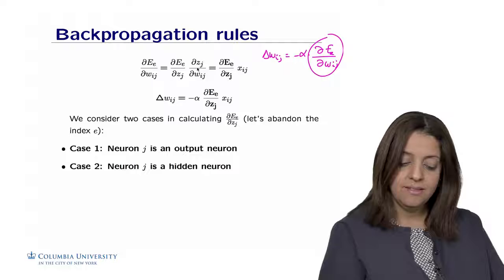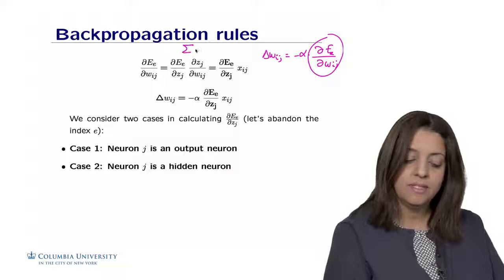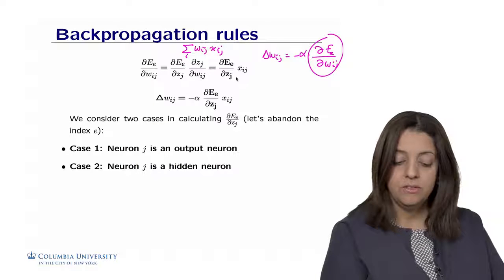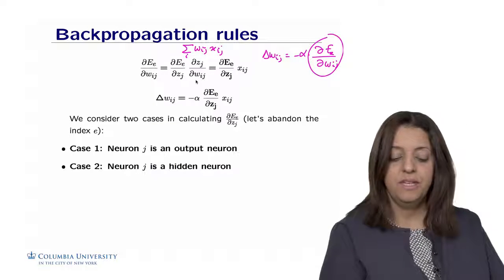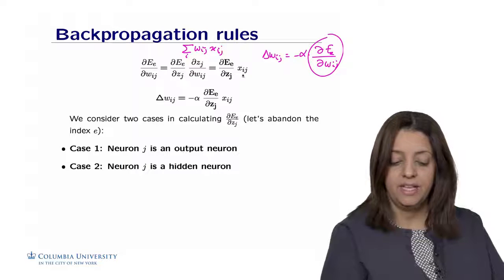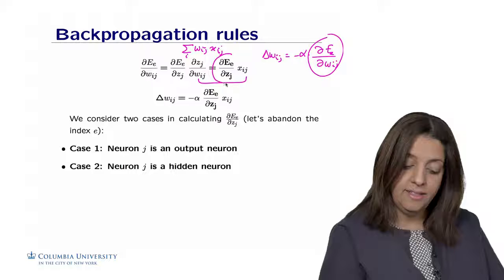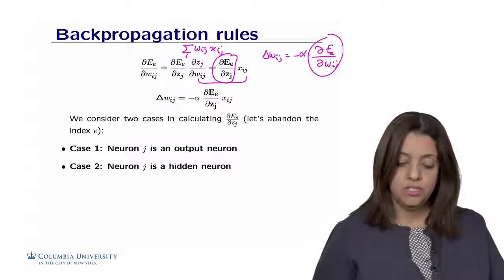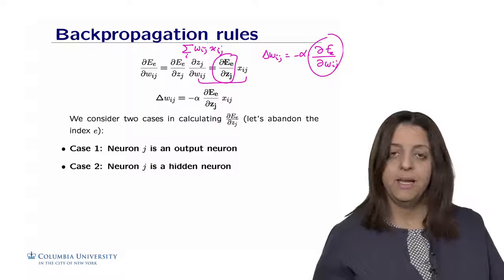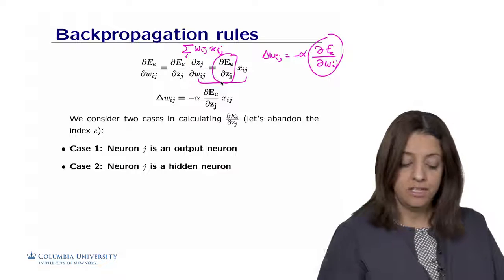So we know that zj is the weighted sum of wij xij for all i's, right? So the derivative for each specific wij would be xij. So we could replace this value by this value. So we are left with calculating now this term here, which is the partial derivative of e for the example e with respect to zj.